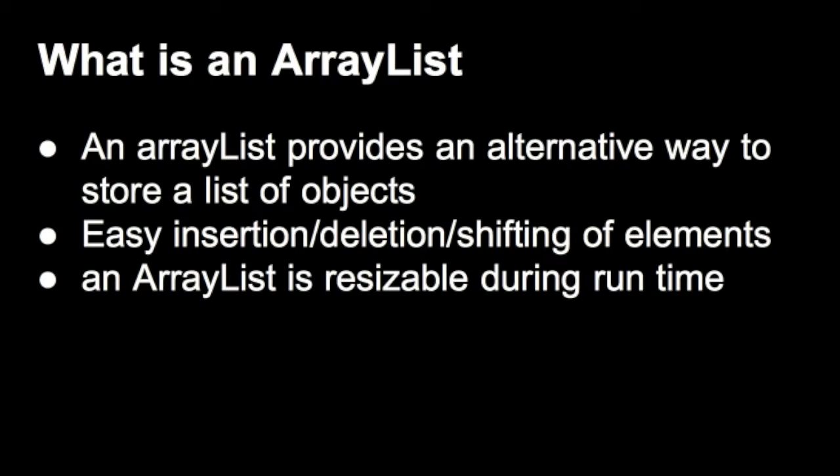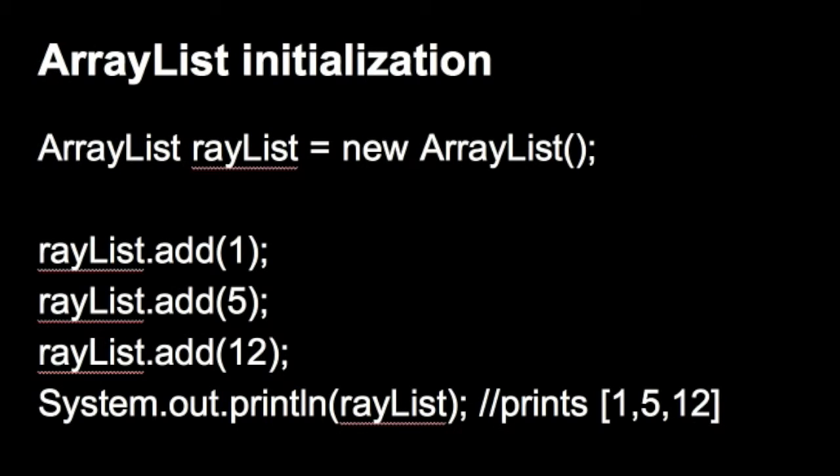Basically, an array list is an alternative to an array, obviously, but it provides an alternative way of storing a list of objects. Some benefits to it: it has very easy insertion and deletion and shifting of elements within that list. Another thing, an array list is very much resizable during runtime, so while your program is running.